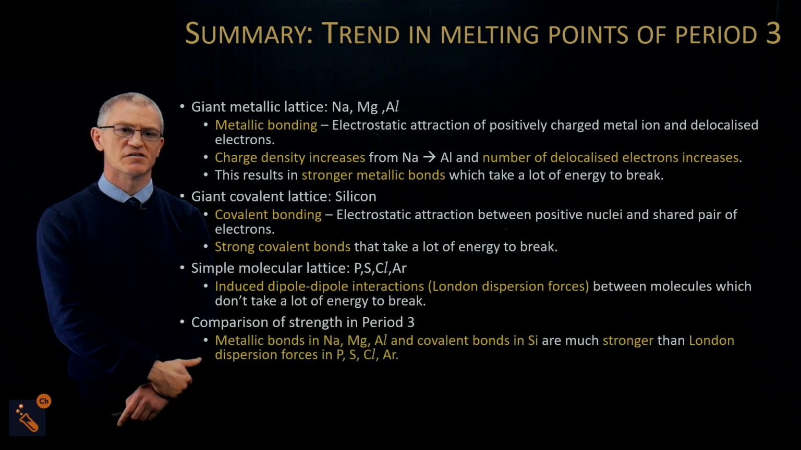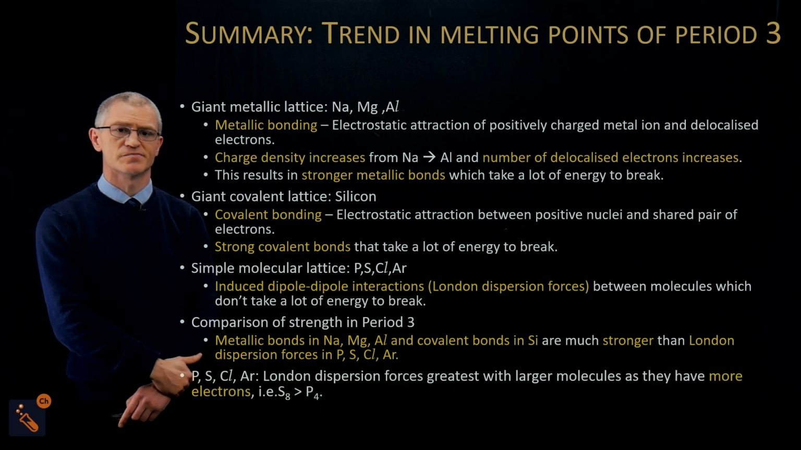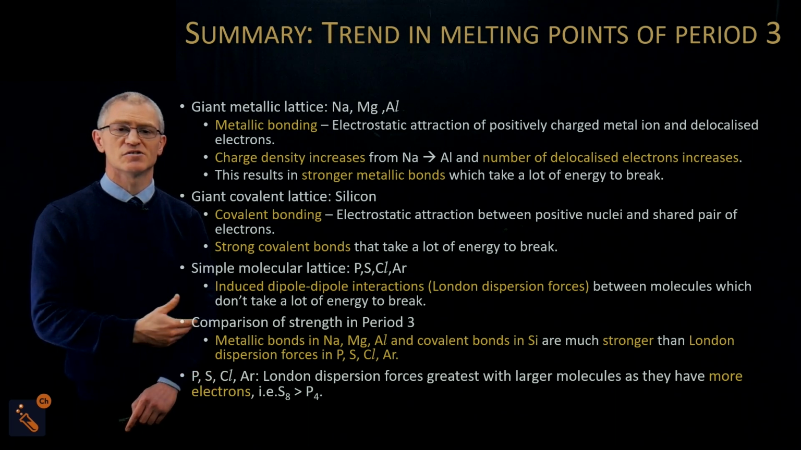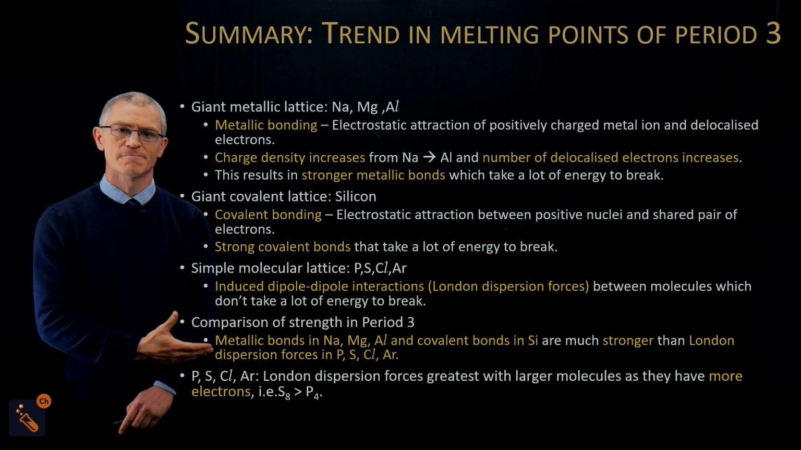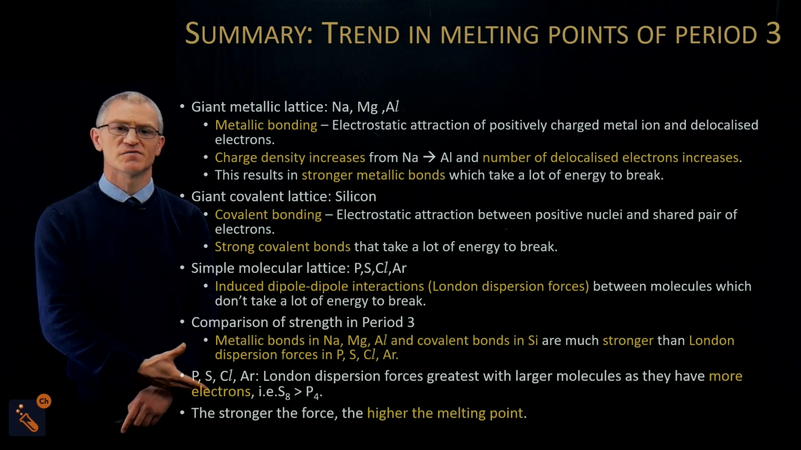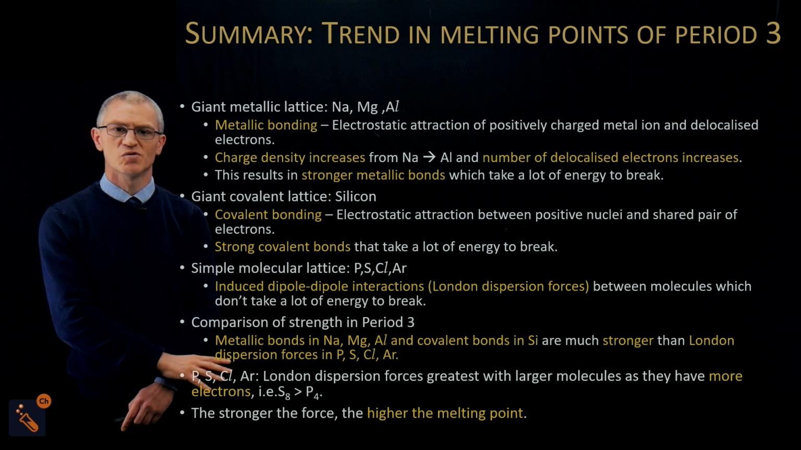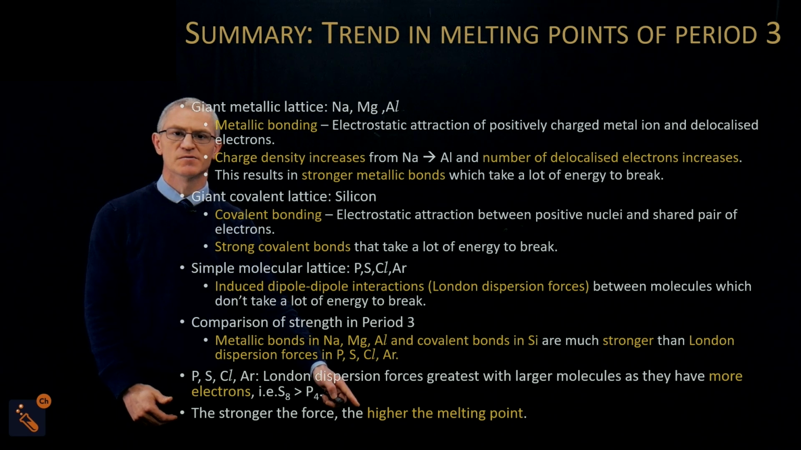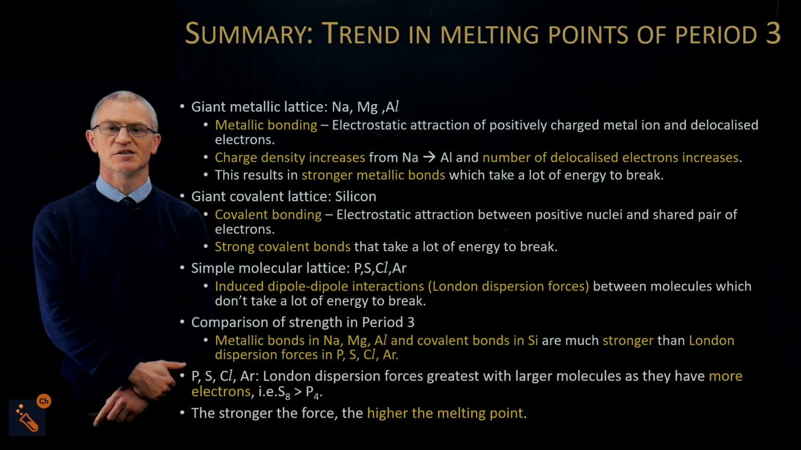So if we look at it, we know the metallic bonds and the covalent bonds are stronger than London dispersion forces, so we've made a comparison. We also know that the London dispersion forces are greatest with larger molecules as they have more electrons, and I've just talked about, for example, P4, S8, Cl2 and Ar. If we know that the larger molecules have more electrons, all we have to say is the stronger the force, the higher the melting point. So if I've got a stronger force because I have more electrons, that means the higher the melting point. So I'm finally linking my melting point to my forces and therefore to my number of electrons in the previous line.